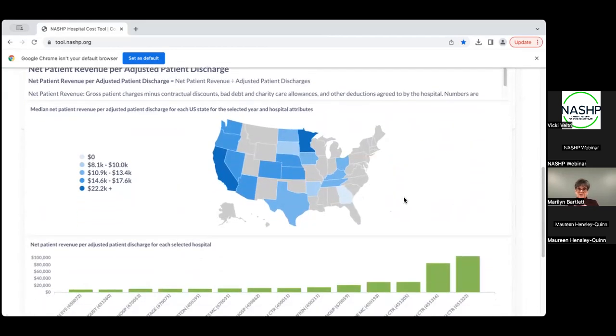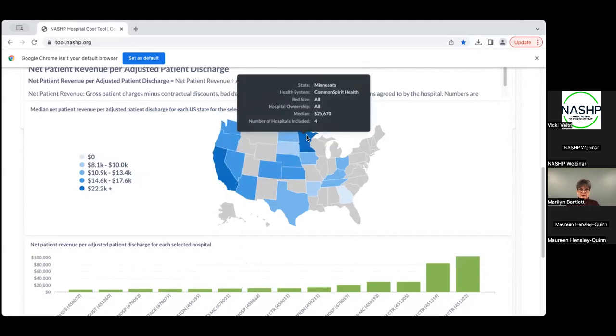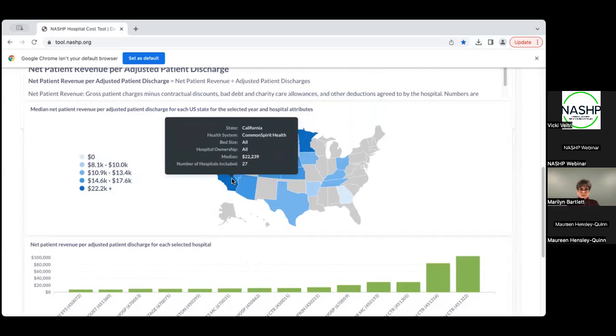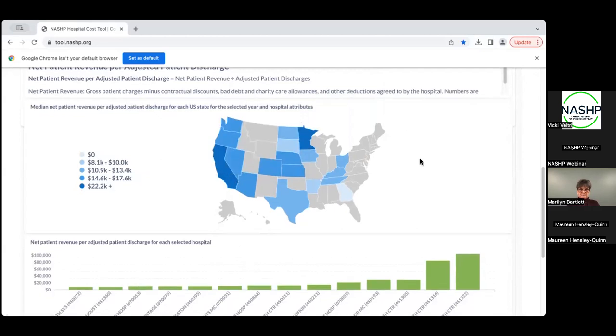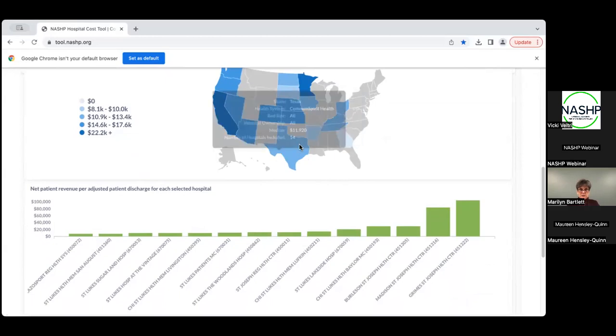Now we compare this system nationally. So you can look at each state and you can see that this system really has the higher net patient revenue per adjusted discharge in California and Minnesota. 4 hospitals in Minnesota, you see this 27. Texas is hovering right in here in the middle.